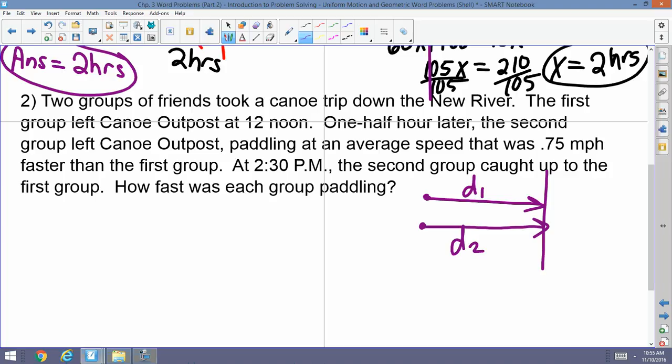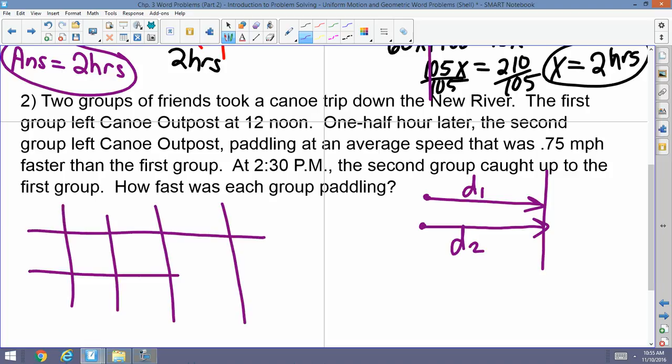So let's do the little table. You got group 1 and you got group 2. Rate times time equals distance. What was the rate of group 1? Unknown. X. What's the rate of group 2? X plus 0.75 because it's miles per hour. We don't have to do any conversions. We're golden.